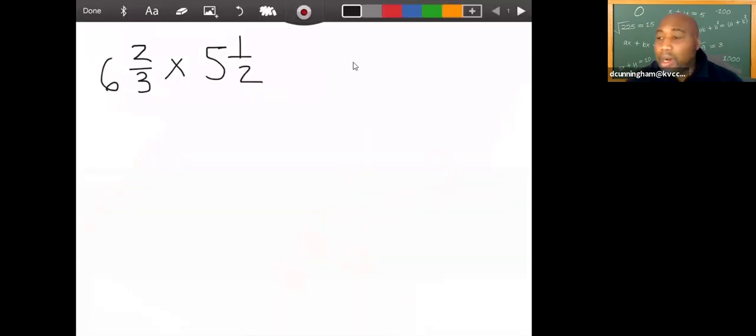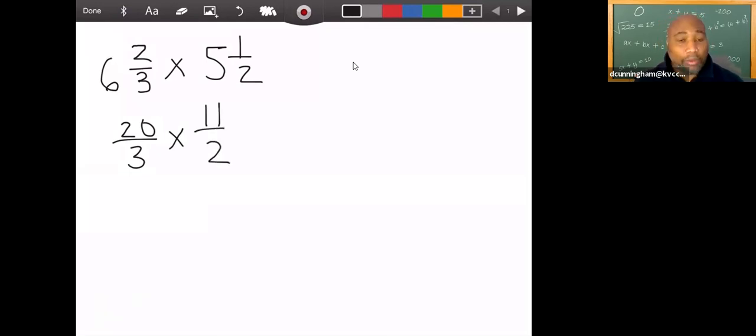So here's our problem on the whiteboard. What I'm going to do is convert these numbers to be improper fractions. Again, let's do the first one. We multiply 3 times 6. 3 times 6 is 18 plus 2 is 20. So we end up with that as the improper fraction. Multiply 2 times 5, add 1, which is 11 over 2, if I did that correctly.